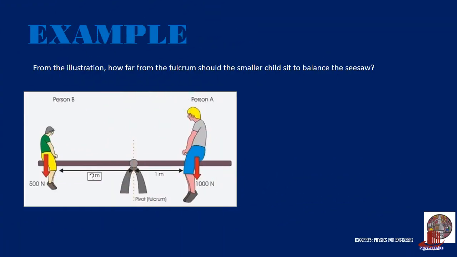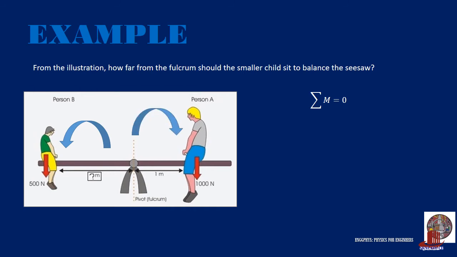Here is a classic example for seesaw balance. From the illustration, how far from the fulcrum should a smaller child sit to balance the seesaw? To keep static equilibrium, we can use the formula that the summation of moments is equal to 0. With two forces present, the force from the smaller child is counterclockwise and the force from the bigger child is clockwise.